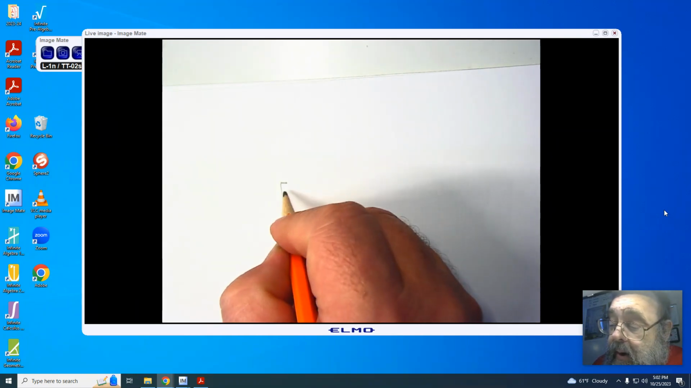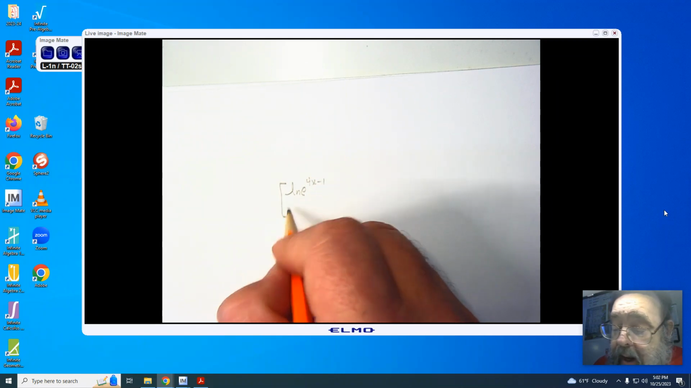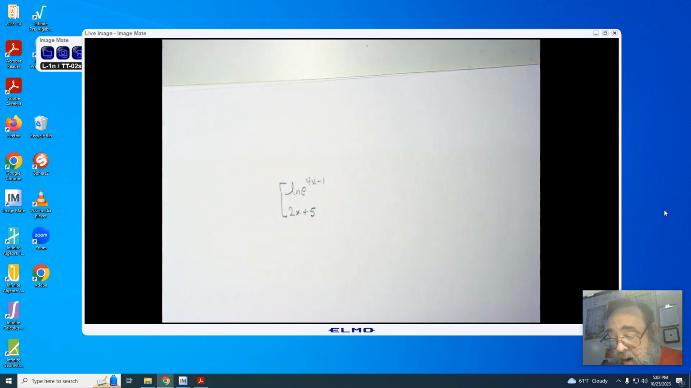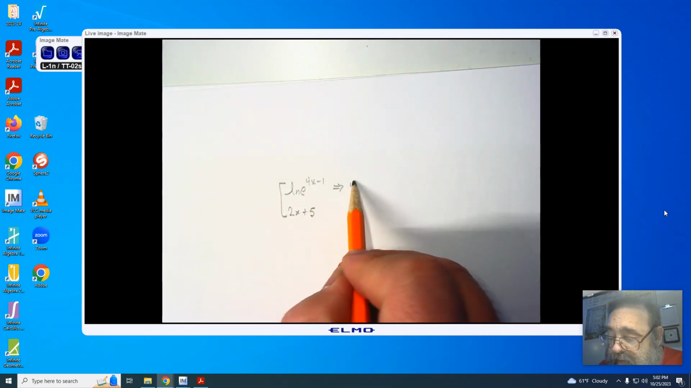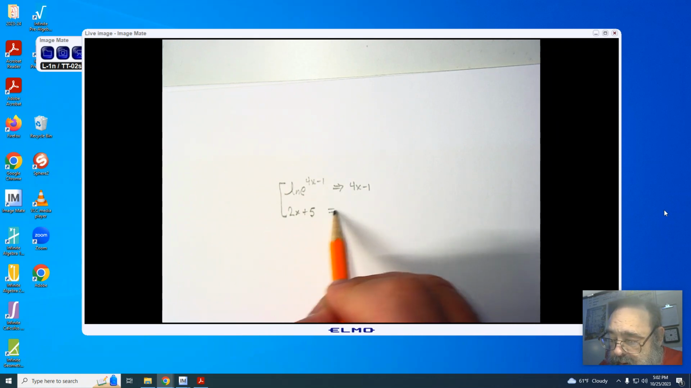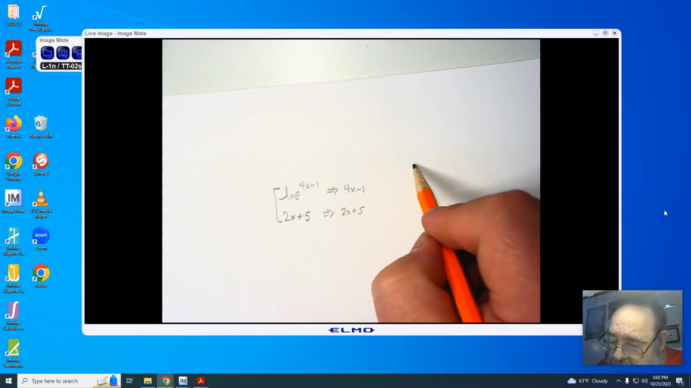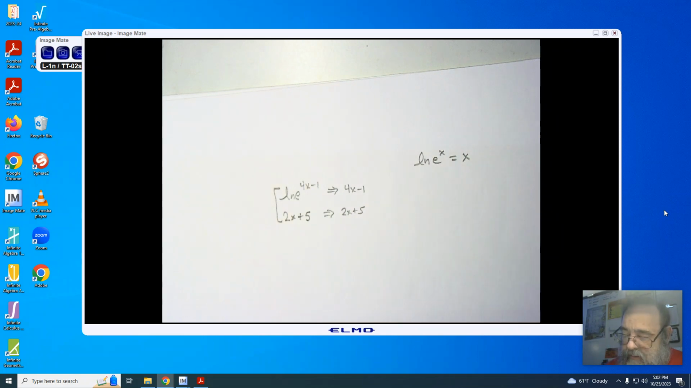We're going to be taking a look at the natural log of e to the 4x minus 1 and 2x plus 5. Please be aware, when you see these things, all you're looking at is 4x minus 1 and 2x plus 5. That's because of the rule that says the natural log of e to the x is x. Sometimes they're going to try to hide things from you, and you have to recognize what it is you're working with.